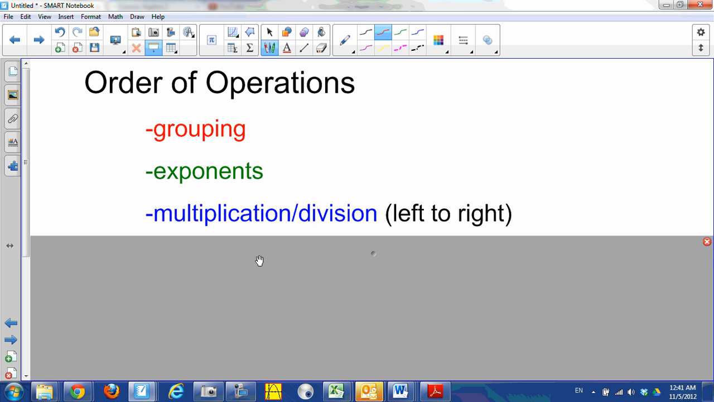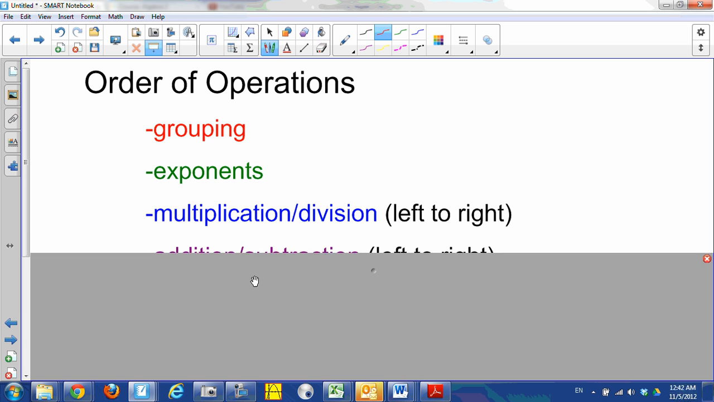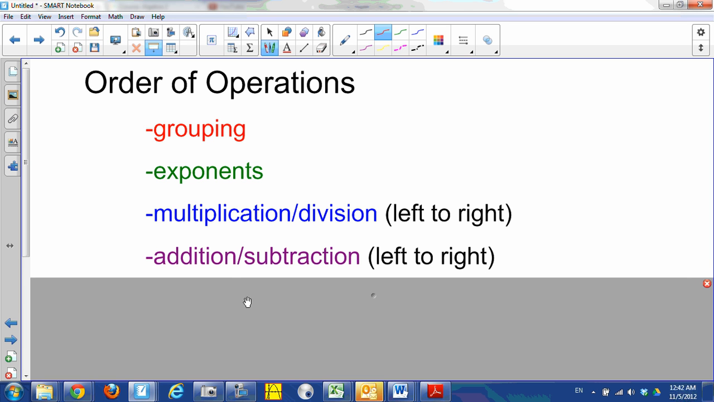Multiplication does not precede division. If there's division before multiplication, then you do the division first. If there's multiplication before division, then you do the multiplication first, from left to right. That's one of the reasons that I don't like PEMDAS, because it makes students think that the multiplication comes before the division. And then finally, addition and subtraction, from left to right, on the same level.